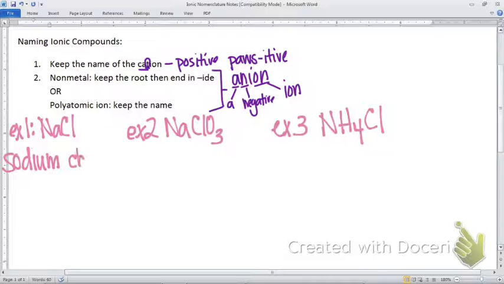Cl is the nonmetal chlorine. But according to rule number 2, we need to change the ending to "ide." Typically, we're only going to chop off the last syllable, in this case "ine," and change it to "ide." So the name for NaCl should be sodium chloride.